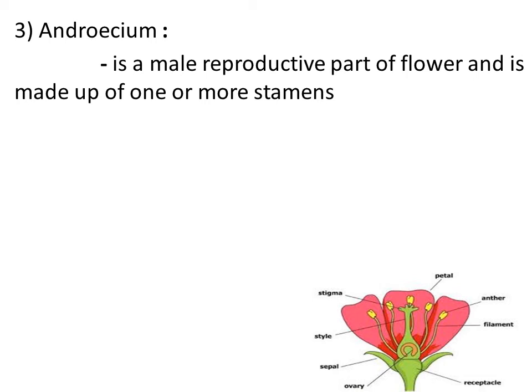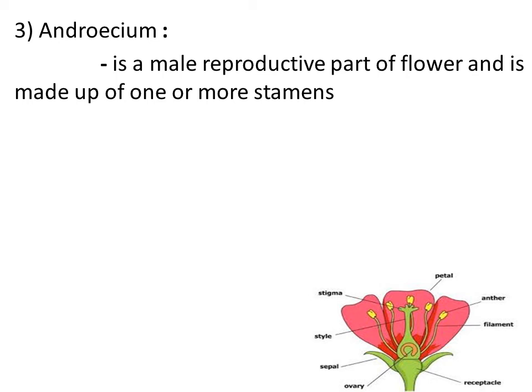Each unit present in the androecium is called a stamen. Understood? So androecium is the third whorl and the male reproductive part of the flower, and it is made up of one or more stamens. You can find it in the diagram. Each unit present in the androecium is nothing but a stamen. So each stamen consists of how many parts?